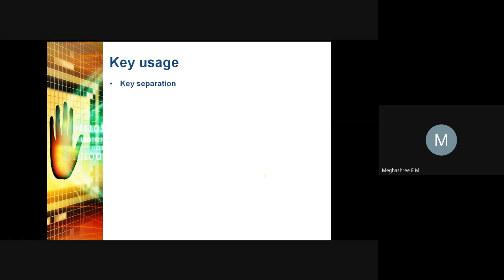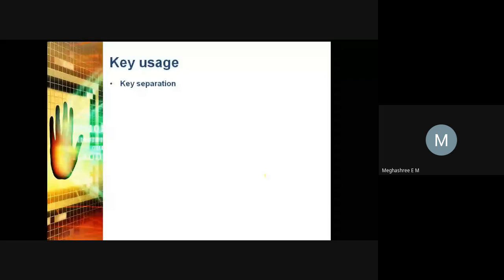Under this we have key separation, where the principle of key separation is that cryptographic keys must only be used for their intended purpose. That means if any particular key is created, then it should be used only for the intended purpose. If it is created for encryption, then that particular key should be used for encryption. Or if a key is created for decryption, then it should be used for decryption purposes only.